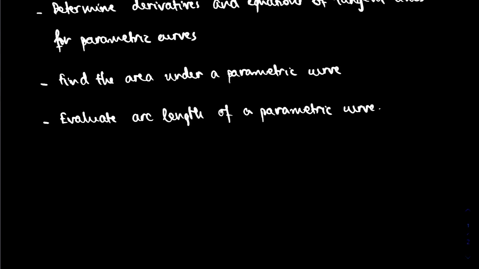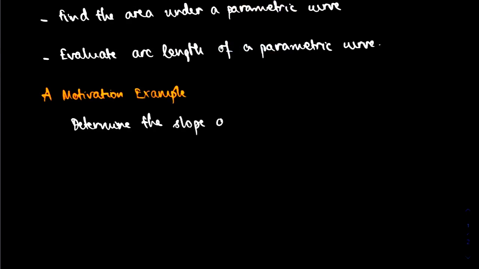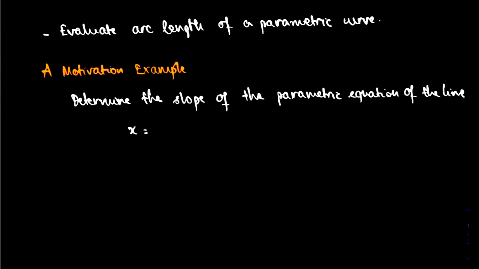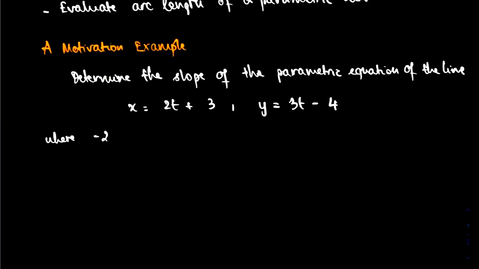Okay. Before we jump into formulas and whatnot, I want to give you an example and see what happens. A motivating example: what I would like to do is determine the slope of the parametric equations of the line. The equations are x equal to 2t plus 3 and y equal to 3t minus 4, where t is between -2 and 3. We don't know how to find the slope of the parametric equations directly yet. But what we know is that these are the parametric equations of a line.